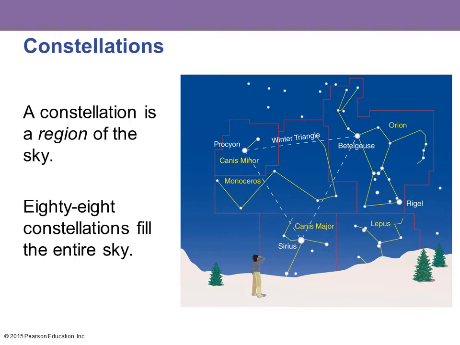Certain parts of the sky, called regions, contain constellations, and for both the northern and the southern hemisphere we count about 88 different constellations that fill the sky, some of which you're going to be choosing for your second presentation.